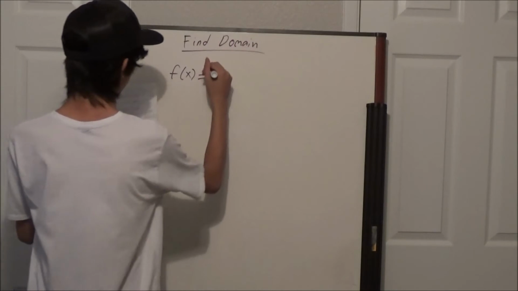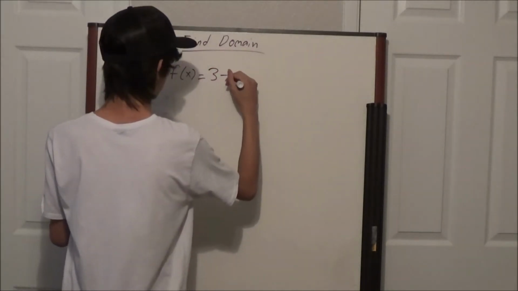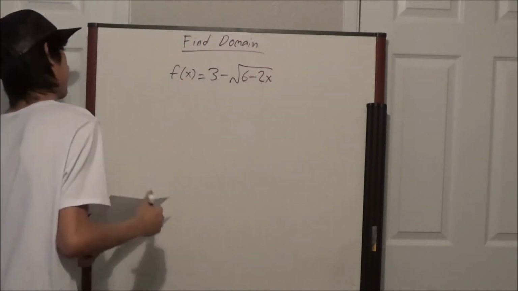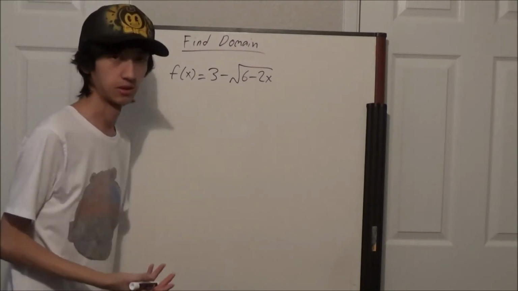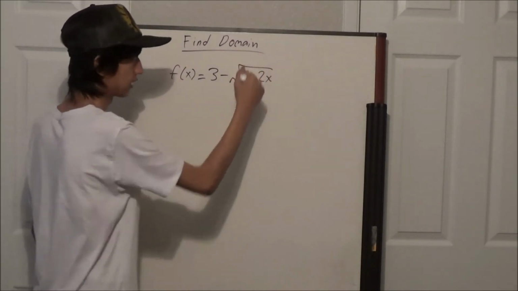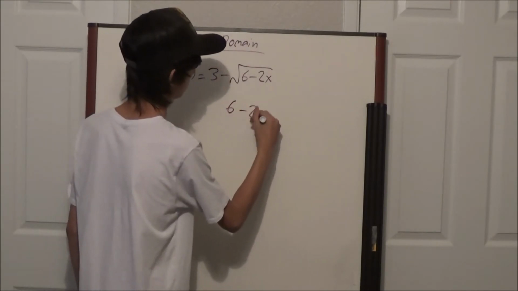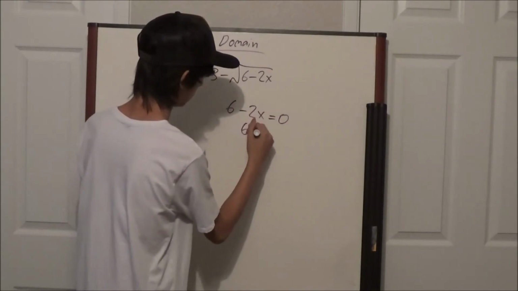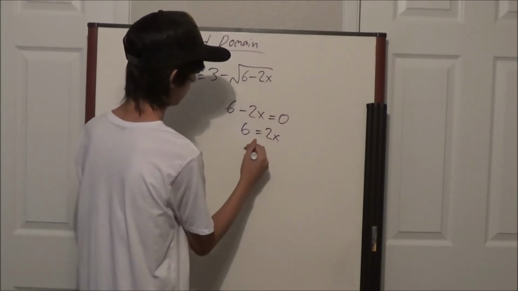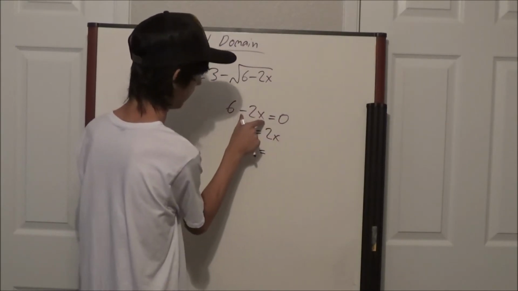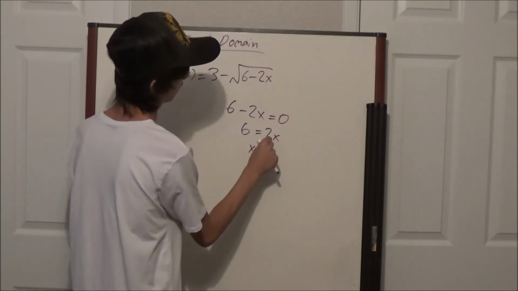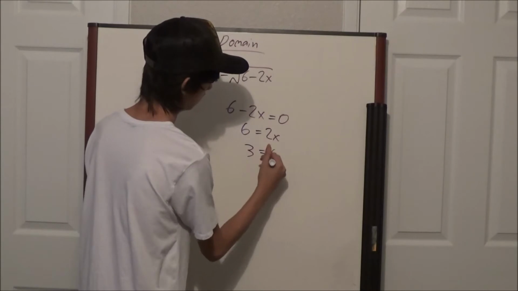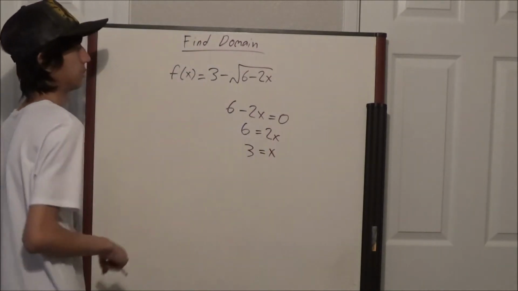Alright. How about 3 minus the square root of 6 minus 2x? Okay? Now this is even more specific. So again, we're going to only focus on inside the square root, and we're going to need to set that to 0. Okay? And then you solve for x. This is 6 equals 2x. We add 2x to the other side, and then we divide by 2, just to make this look easier for you. X is equal to 3 when we divide both sides by 2.